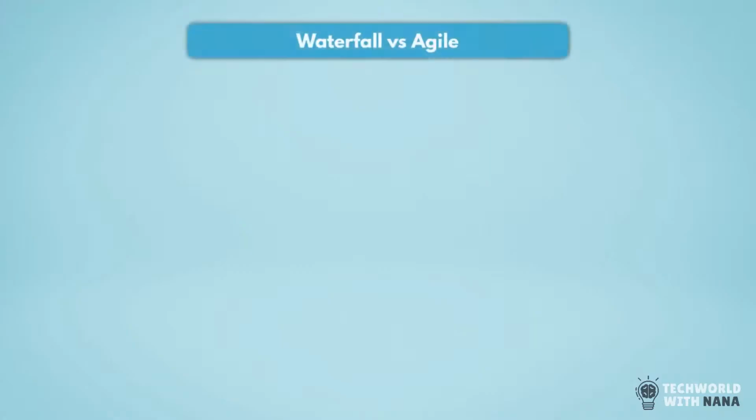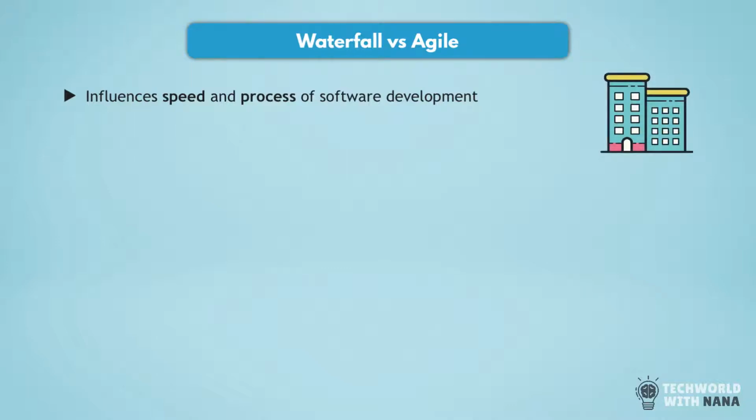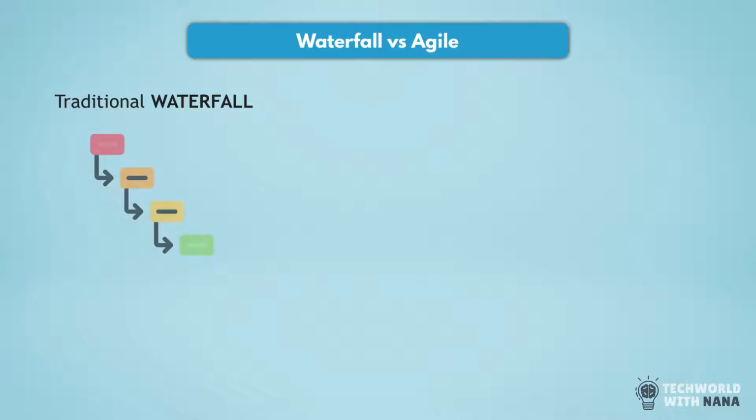Now, one thing that heavily influences the speed and the overall process of how software development and delivery actually happens inside an organization is the methodology, or the way that organization is developing the applications. What do I mean by that? Traditionally, there was a methodology of developing software called the waterfall method.